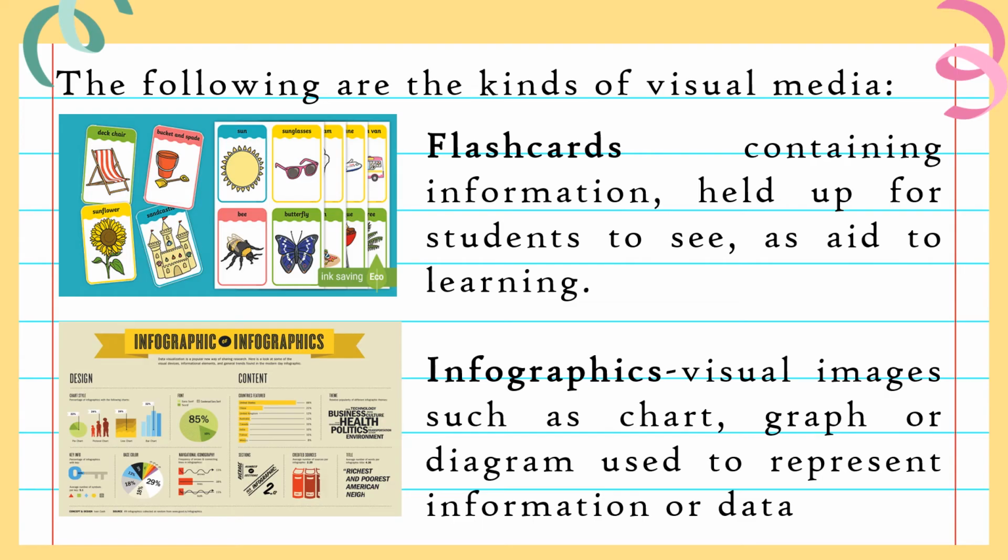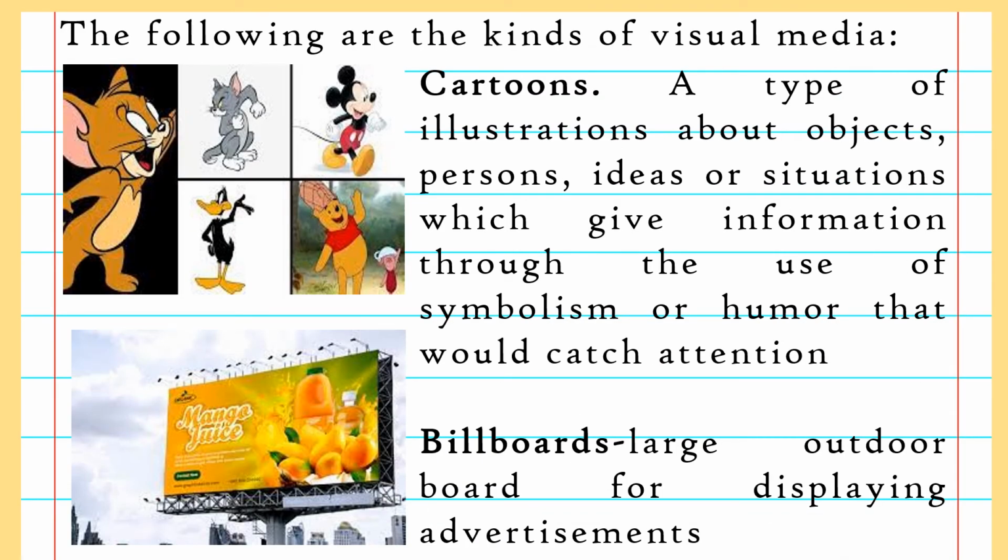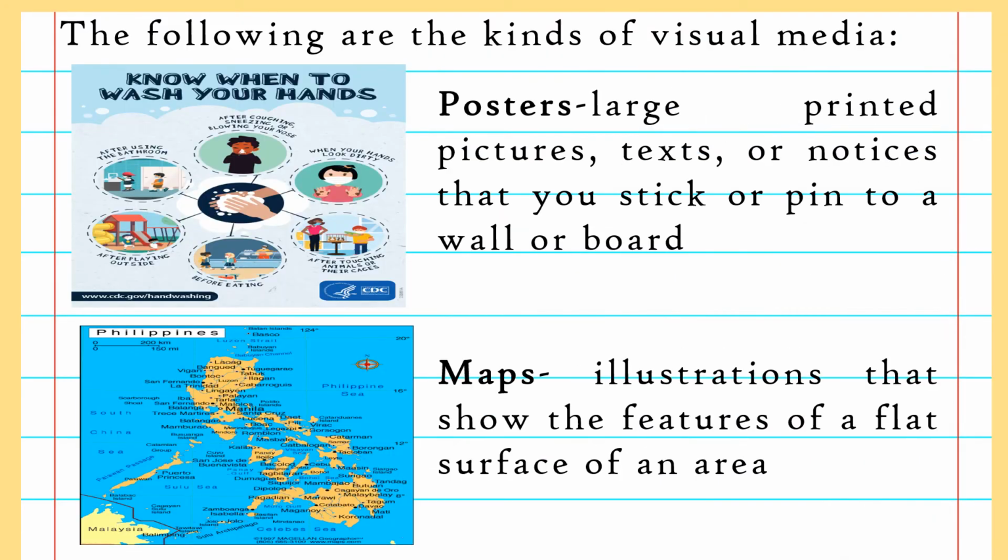Then we have the infographics. These are visual images such as chart, graph, or diagram used to represent information or data. Next one, we have the cartoons. This is a type of illustration about objects, persons, ideas, or situations which give information through the use of symbolism or humor that would catch attention. So you really love this, guys. Billboards. These are large outdoor boards for displaying advertisements. So you can see them along the roads, okay, or on buildings.